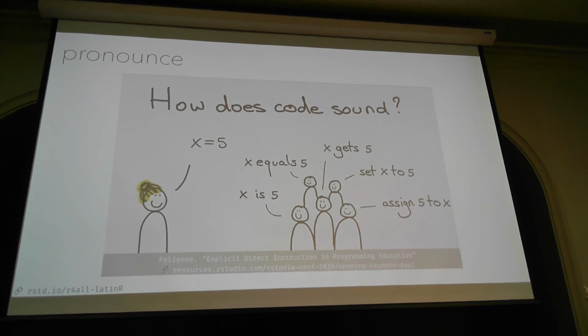So I linked here to a talk. If you haven't seen this video, it's a talk from our Studio Conf last year, Felienne's Explicit Direct Instruction and Programming Education talk. It's really good, and there's a bit about pronunciation in there where you should be reading code out loud to your students so when they want to ask you a question, they know how to ask it. Otherwise, maybe they would be willing to write their questions up, but they're really not going to be willing to raise their hand in class and ask you the questions.